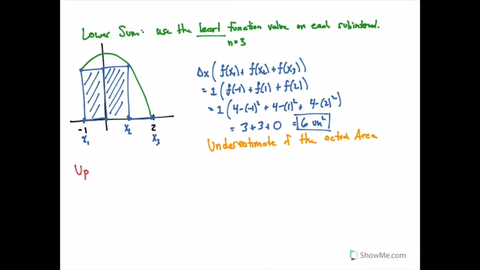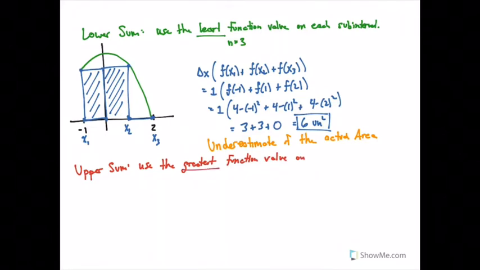On the other hand, we could be doing the upper sum, and that is we're going to use the greatest function value on each subinterval. So in that case, for the first subinterval, we would have the 0 would be our x sub 1, because that's going to be the greatest function value.